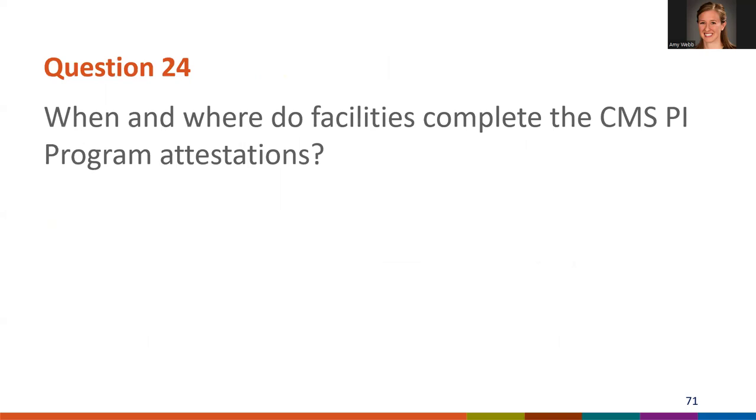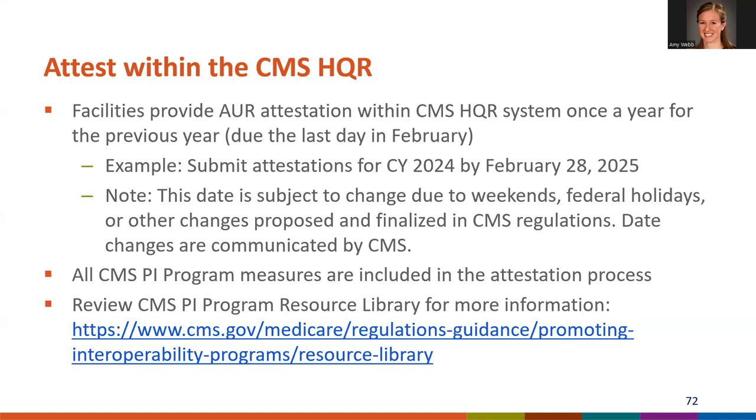So when and where do facilities need to complete the PI program attestations? Again, the attestations are completed within the CMS HQR system. They're completed just once a year for the previous year, due on the last day in February. As an example, facilities are going to submit their attestations and other PI program reporting for calendar year 2024 by February 28th of 2025. And again, that date is subject to change, but CMS will communicate any changes.